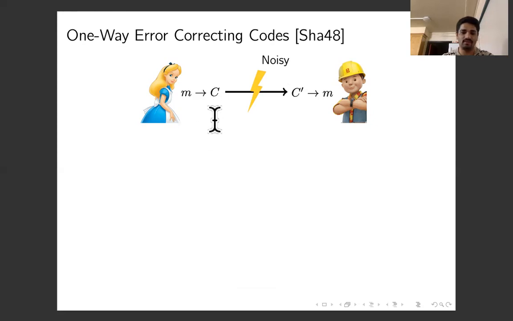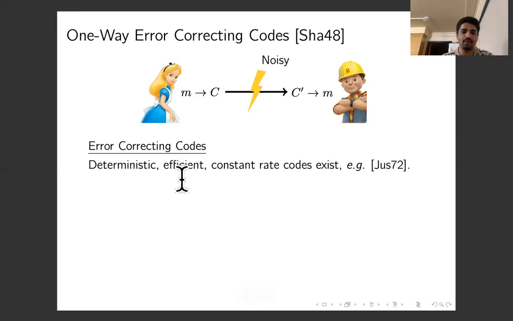Okay, so the task of sending the message M over a noisy channel reduces to the task of constructing good error-correcting codes. And by good here, I mean the following three properties. The error-correcting code should be deterministic, which means that the algorithm used by Alice to encode and the algorithm used by Bob to decode C prime are both deterministic. It should be efficient, which means that these two algorithms should run in time polynomial in the length of the input. And moreover, the code should be constant rate. And by this, I mean that the length of C is only a constant factor more than the length of M. We have codes with all these nice properties since a long time, and therefore we know how to send a message M over a noisy channel.